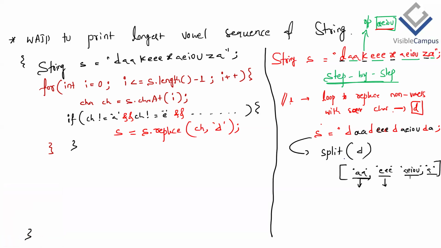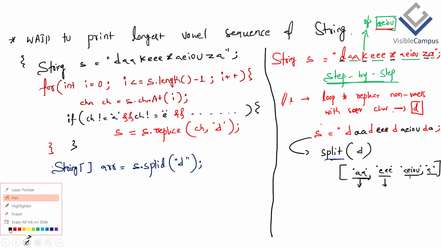Split it. How to split? Outside of the for loop, S dot split method. How do we want to split it? Split by a string. What is the string character? Wherever there is D, split it. If you split, what's the result? The result is one string array. So I'll use a string array with some name, ARR. Understood?